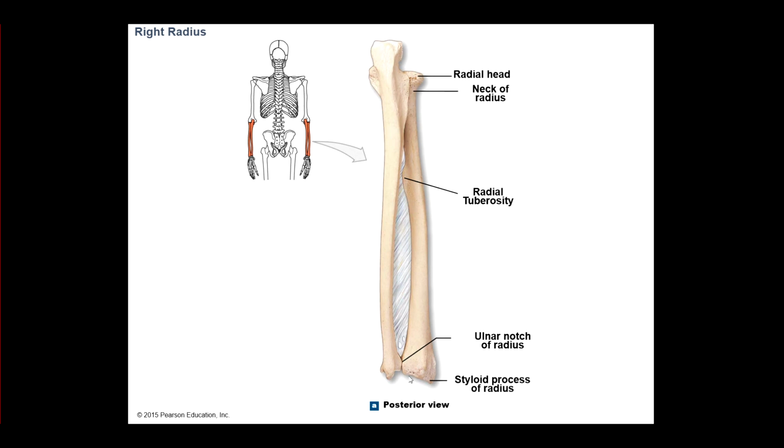Right? Again, here it is too. Again, here the head of the radius up against the, excuse me, the head of the ulna, I apologize, head of the ulna up against the radius, right? So that's the radial notch. Okay, so that's our forearm.